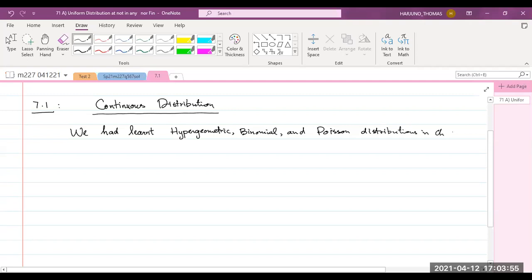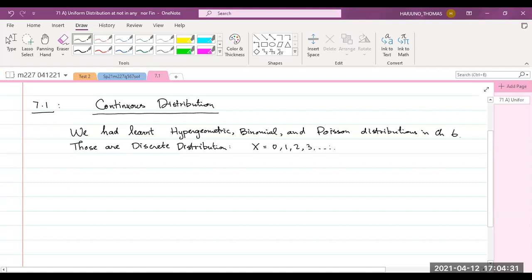In chapter 6, now those are discrete distributions. What is that, Thomas? What is a discrete distribution? It's the outcome, the X, will be numbers like 0, 1, 2, 3, and so on. Now, it doesn't have to be integers. It may be negative.